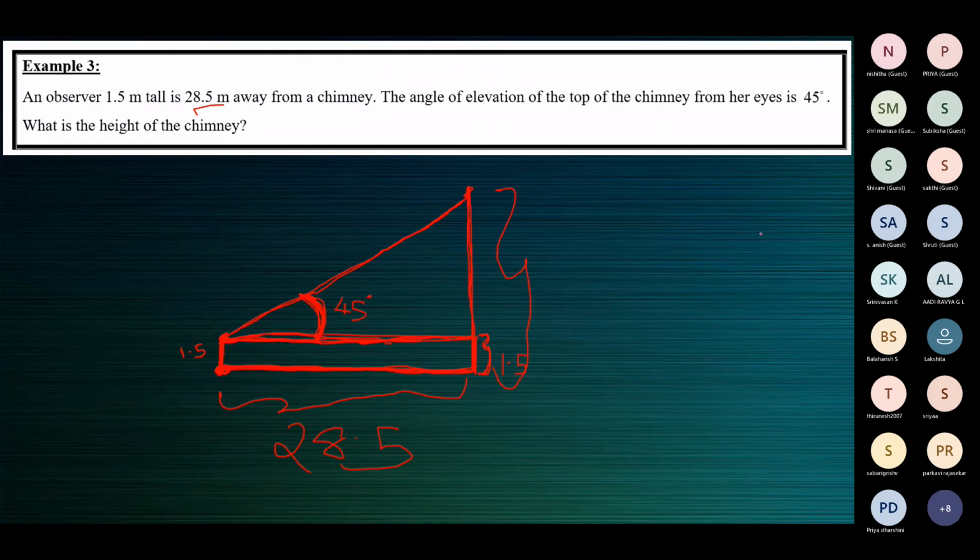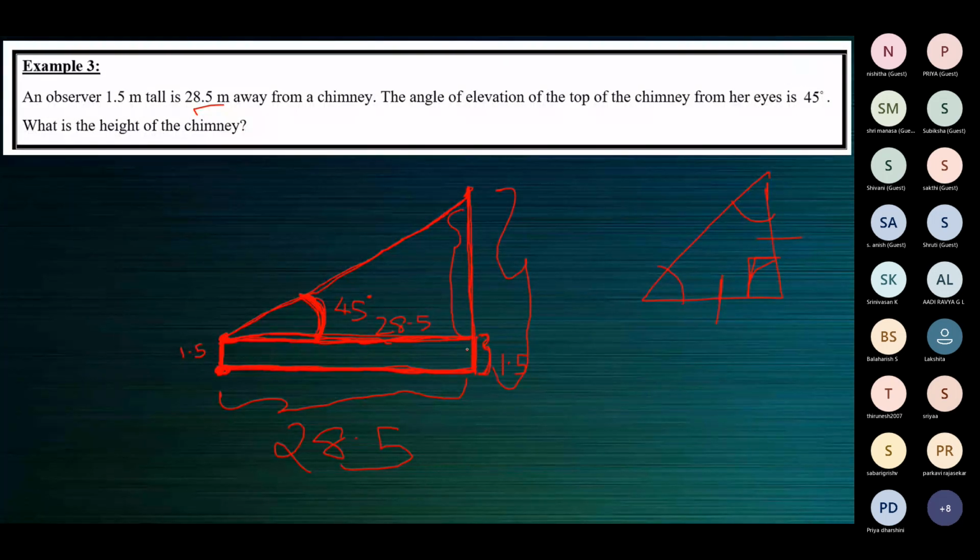Now, children, in a right triangle, if one angle is 45 degrees and one is 90, the other angle is also 45, right? So it's a right isosceles triangle, and these two sides are equal. So if this one is 28.5, by the isosceles triangle property, this one is also 28.5.